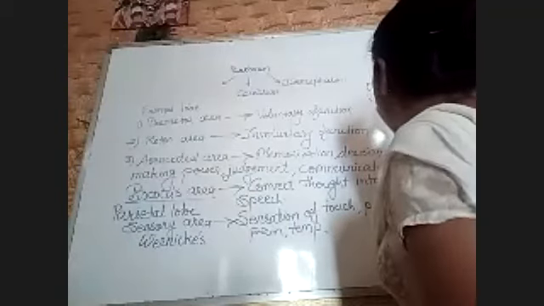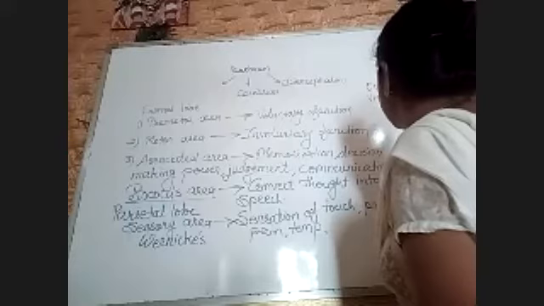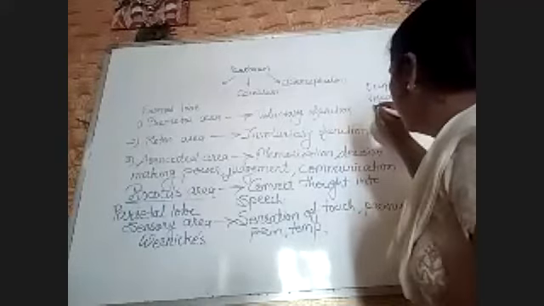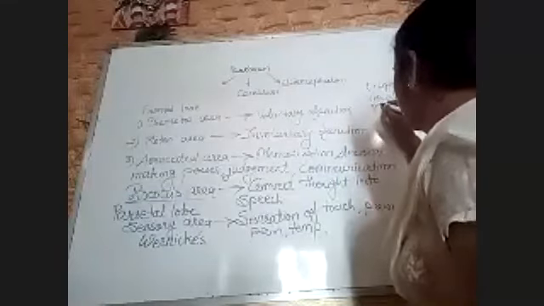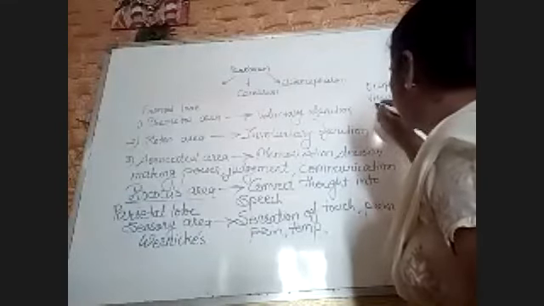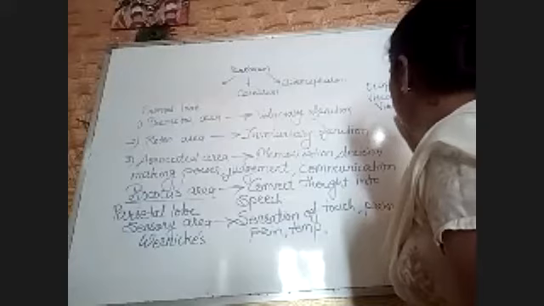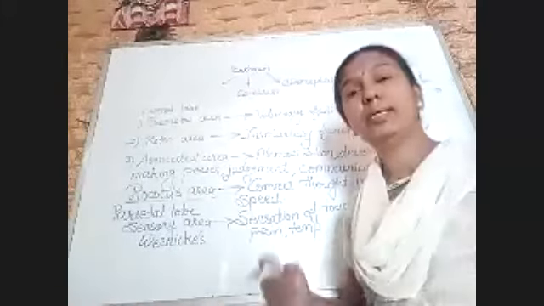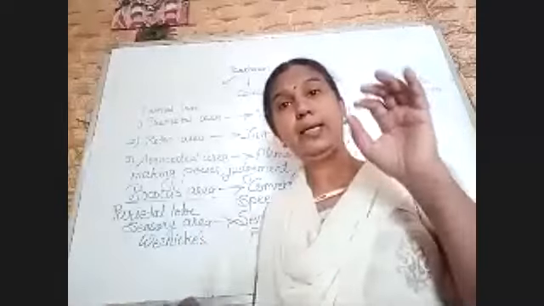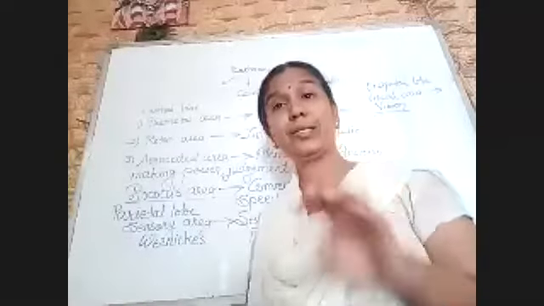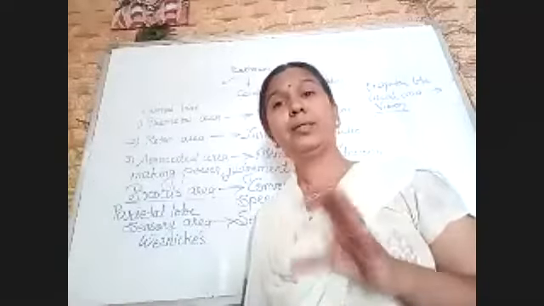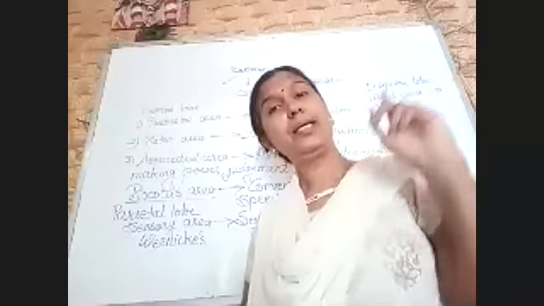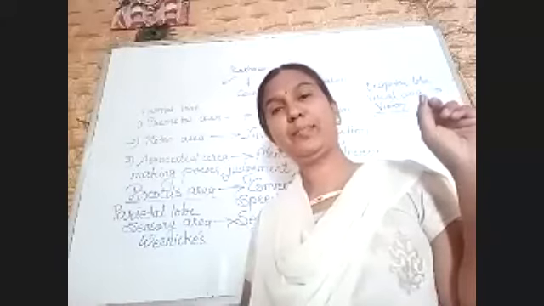That is the visual area. So the visual area is responsible for vision. If we see any particular sight or person or animal, that gets memorized. That will be memorized in this visual area.